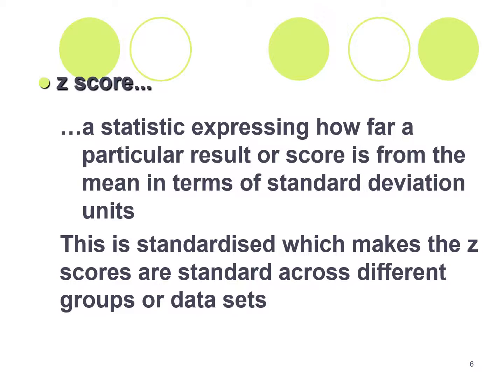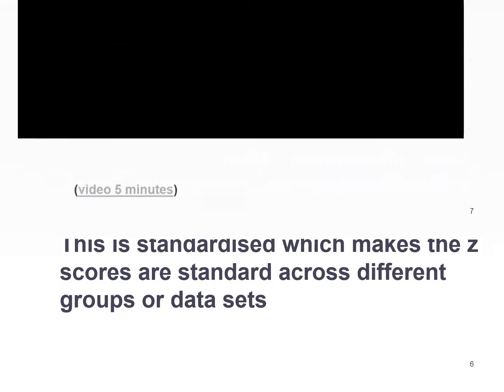This is a standardized score, which makes Z-scores standard across different groups or sets of data. Which means that you can compare one Z-score with another Z-score from one experiment or one piece of research to another piece of research. And that's why Z-scores are particularly used in statistics.